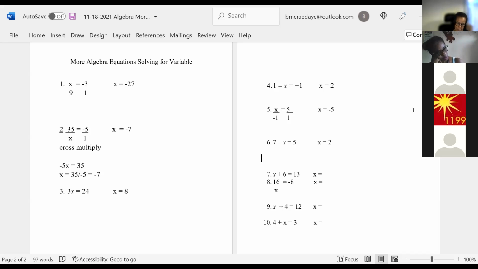Number 7, x plus 6 equals 13. Only one number added to 6 gives 13. What is that number, Maureen? 7. That's it. You got that one. x is 7. Okay. Now go to number 8.